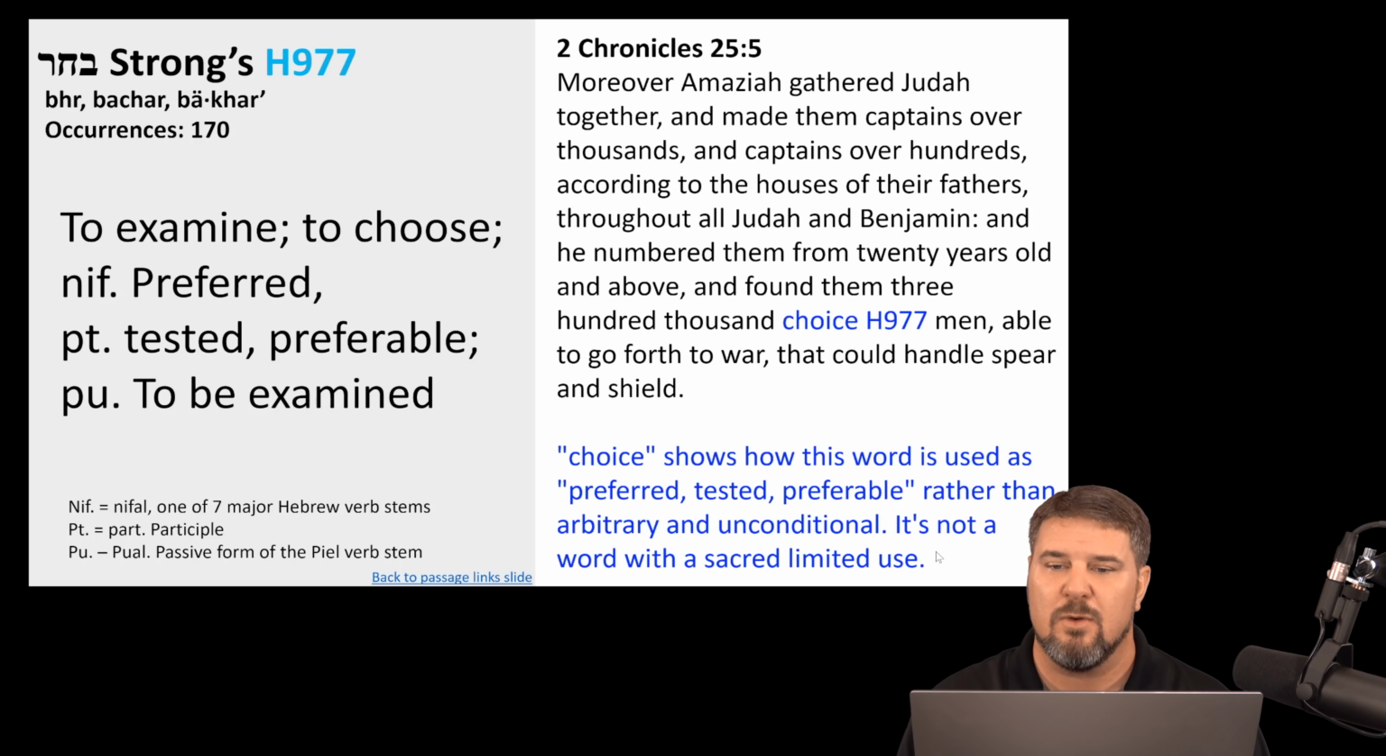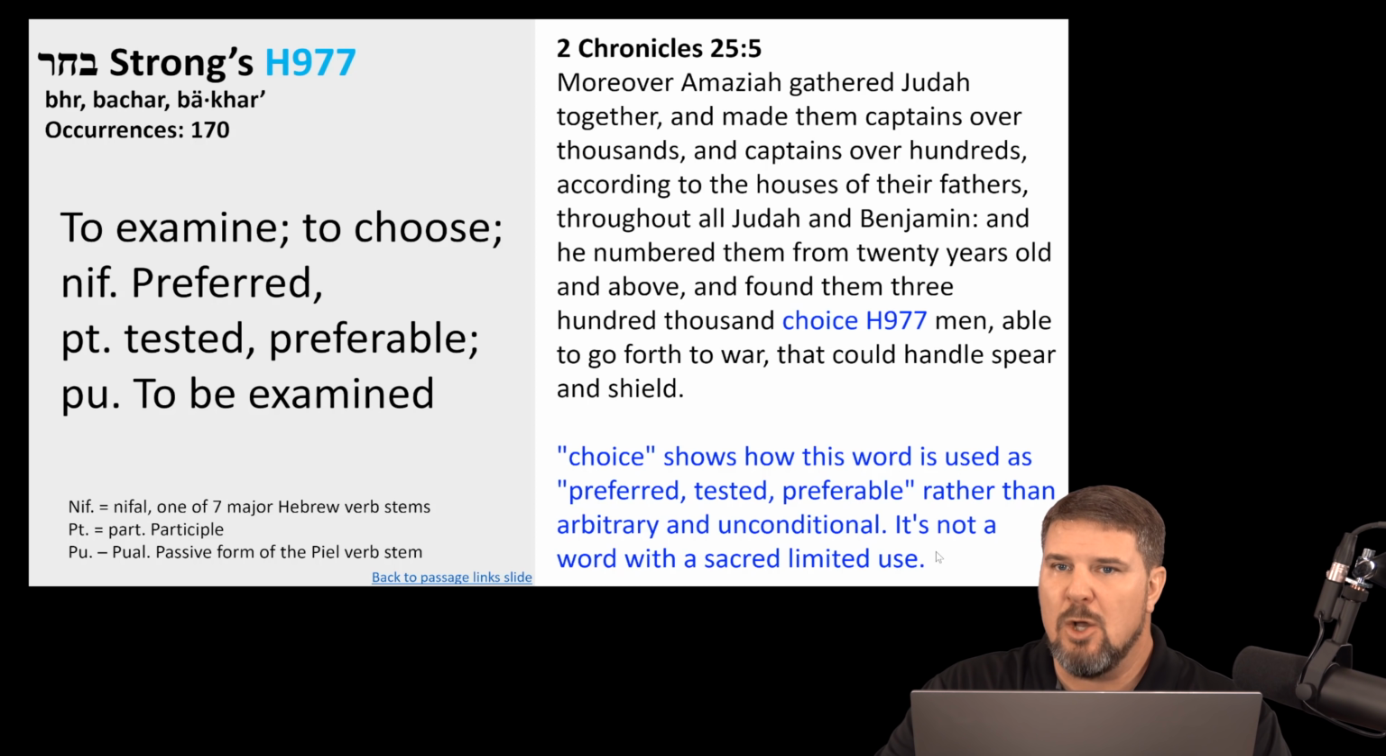In 2 Chronicles 25:15, and found them 3,000 choice men able to go forth to war that could handle a spear and shield. Now, this choice shows how the word is used as preferred or tested, preferable, rather than arbitrary and unconditional. It's not a word with sacred, limited use. Okay, every time a Calvinist sees the word chosen or elect, they automatically think of Calvinistic implications.